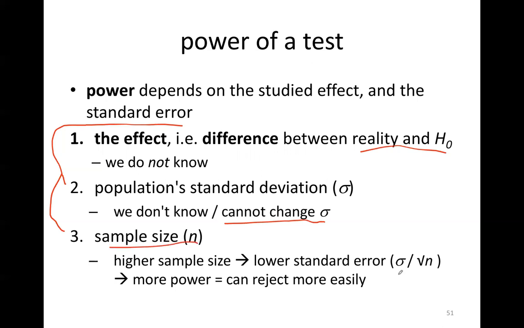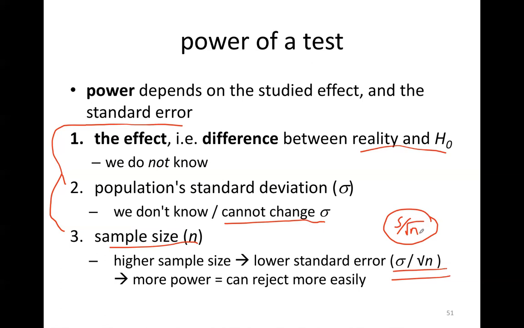Standard error is, as you remember, you should definitely remember this formula. The standard error is sigma divided by square root of n. And if we don't know sigma, many times we don't know it, we just use S, the sample standard deviation, divided by square root n. So this is the standard error. This is a formula that you should know by heart. And the larger the sample size, the lower will be the standard error.